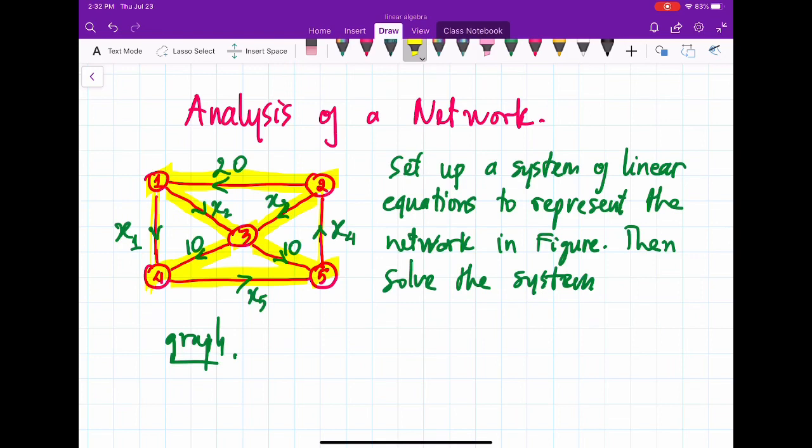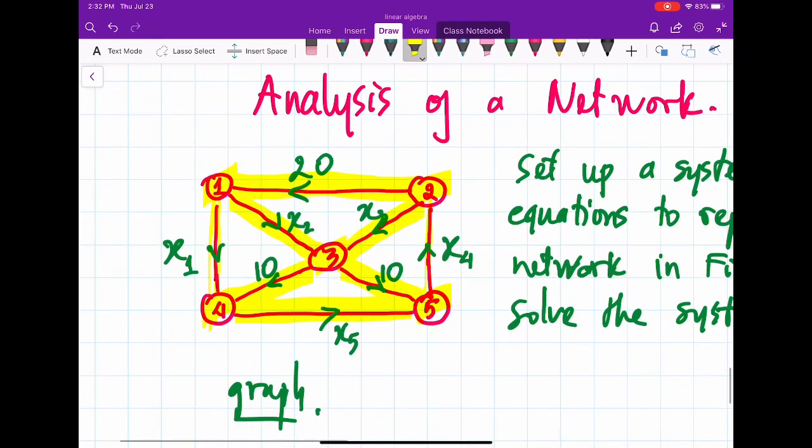And we need to make the system valid. What does it mean? That means you need to find x1, x2, x3, x4, x5 in this case, so that every edge on this graph is compatible to the capacity of them, okay? Like this. What does it mean? That means when you go from 2 to 1, the capacity is 20. That means you cannot go higher than that. Does that make sense?